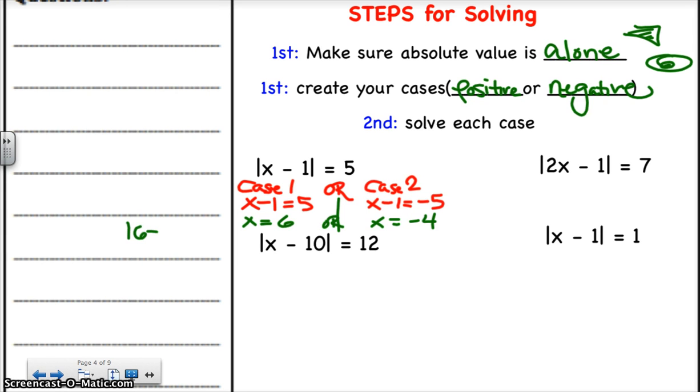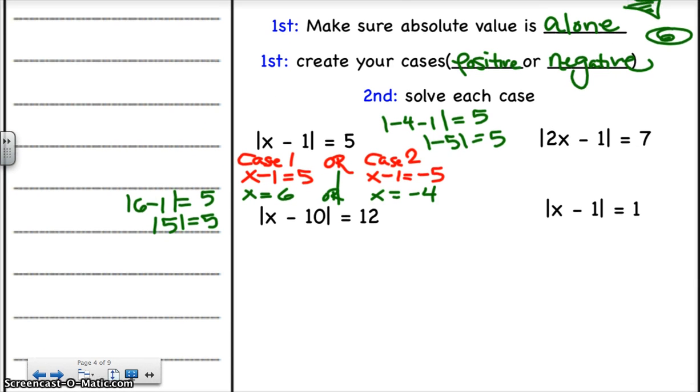The absolute value of 6 minus 1, does that equal 5? Does the absolute value of 5 equal 5? Yes. Plug that one in. Does the absolute value of negative 4 minus 1 equal 5? Does the absolute value of negative 5 equal 5? Yes, it does. That's me checking my work.